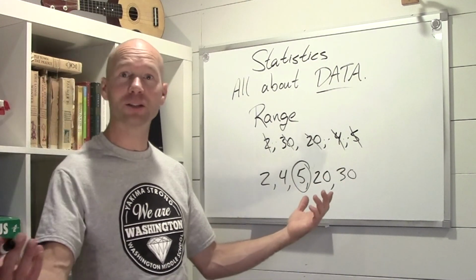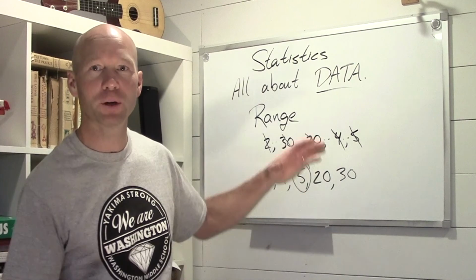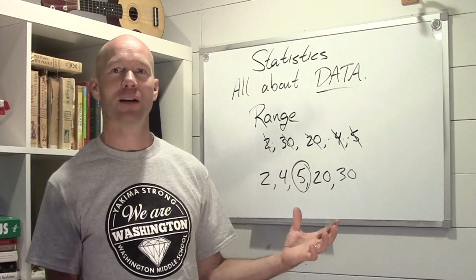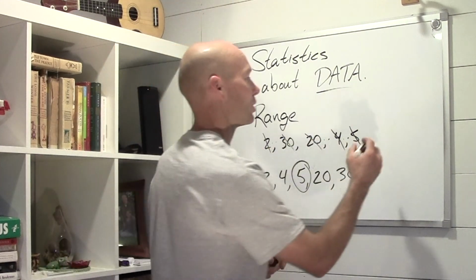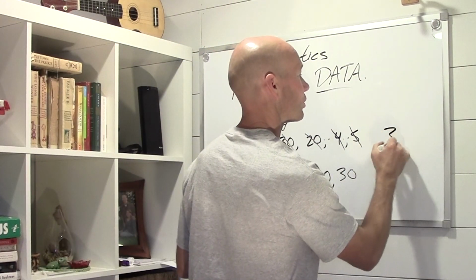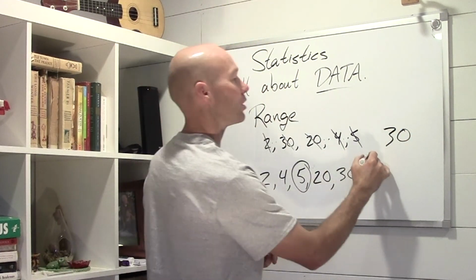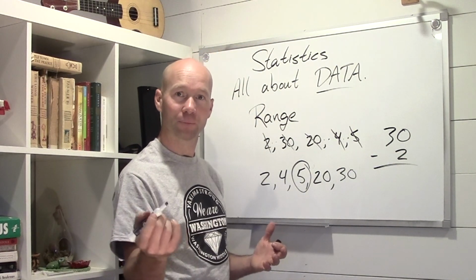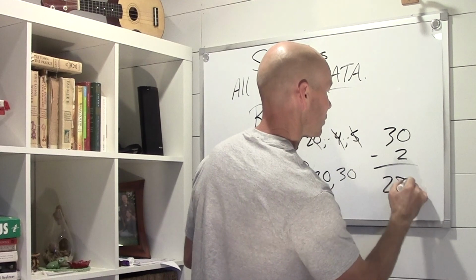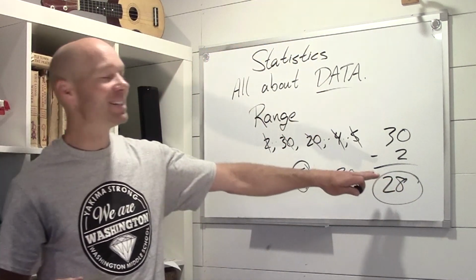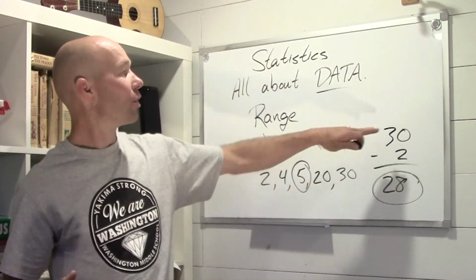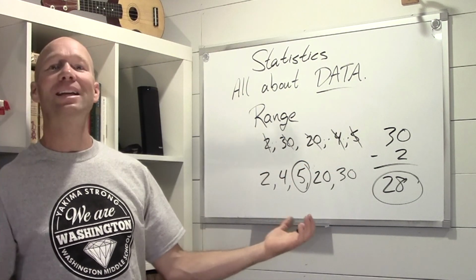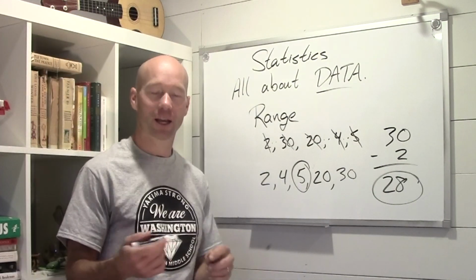So the range is going to be the difference between the smallest and the biggest number in my set of data. So in this context, I'm going to say the biggest one was 30, and the difference between 30 and the smallest one being 2 is what? Yeah, it's 28. So 28 is the difference between the biggest plant and the smallest plant. There's a 28-inch difference between those plants in my garden.